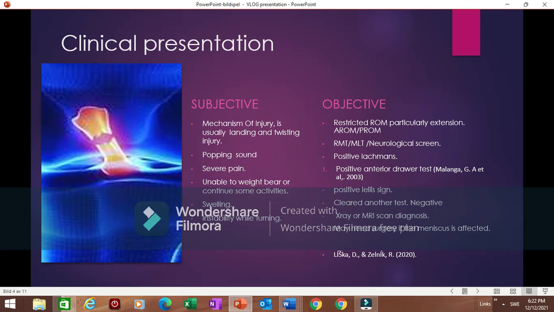From my objective assessment, it was very clear that my patient had restricted range of motion, particularly in extension. Active and passive range of motion were done, along with resisted muscle tests and a neurological screen to clear everything. Everything else was clear. I got a positive Lachman test, a positive anterior drawer test, a positive Lever sign, and the rest was negative. An X-ray might be requested to define the diagnosis further.